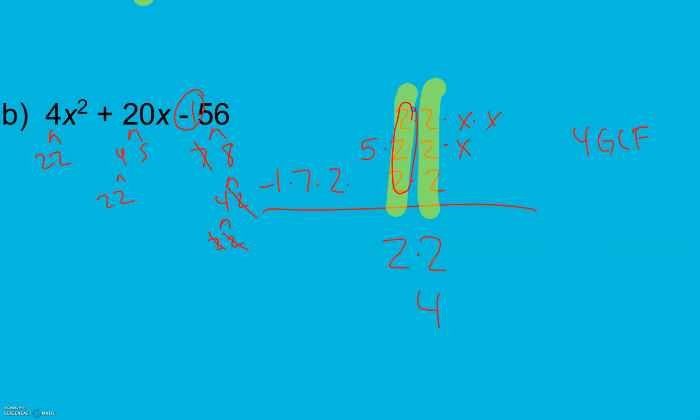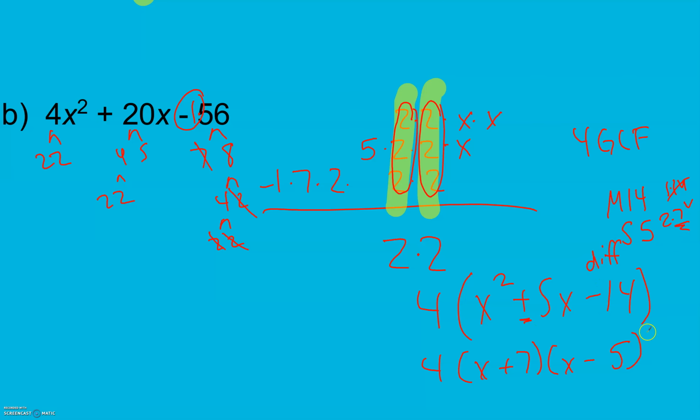I have one factor of 2's, a second factor of 2's, and I multiply by what's left, x squared plus 5x minus 14. We check if this factors further. We want to multiply to 14 and subtract to 5. 1 and 14 don't, but 2 and 7 do. So 4 times x plus 7, x minus 5. We found the difference here, so my signs are different. 7's bigger, it gets the sign in the middle. And this multiplies back to our original expression.